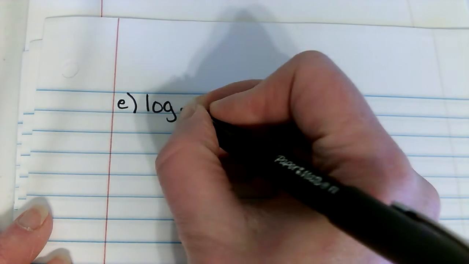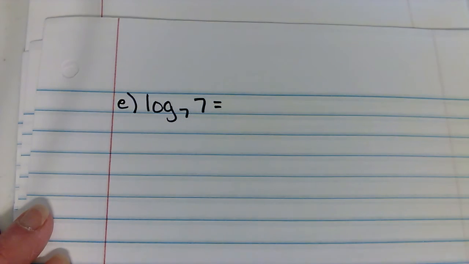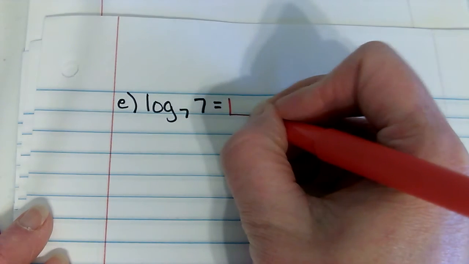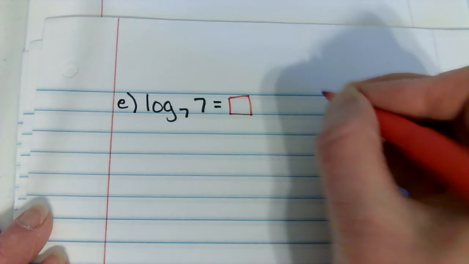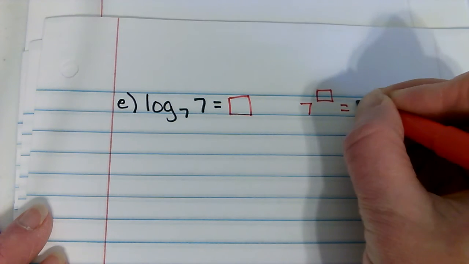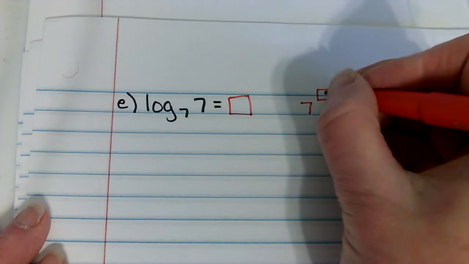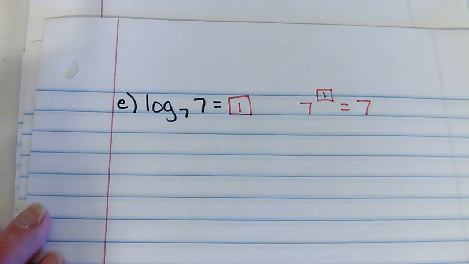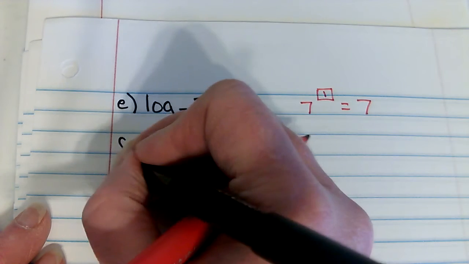So we're still evaluating. We're still trying to find the exponent. So base, exponent, argument. Base, exponent gives me the argument. This is a nice one. It's just 1. 7 to the first power gives me 7. Let's try another one.